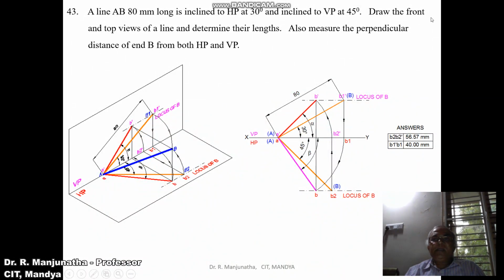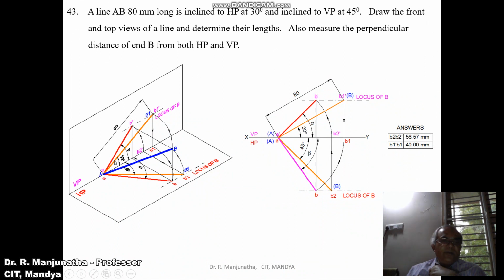Now we need to find out the perpendicular distance of B from both HP and VP. That means we need to find out the locus of B in the front view and the locus of B in the top view. As you know, this is the true length in the vertical plane, so obviously that line should be parallel to the XY line in the top view. A is in VP, so B1 should also be on VP, so that you get AB1, which is parallel to VP.